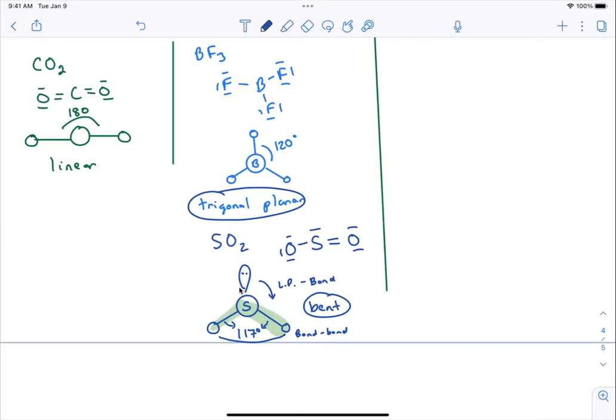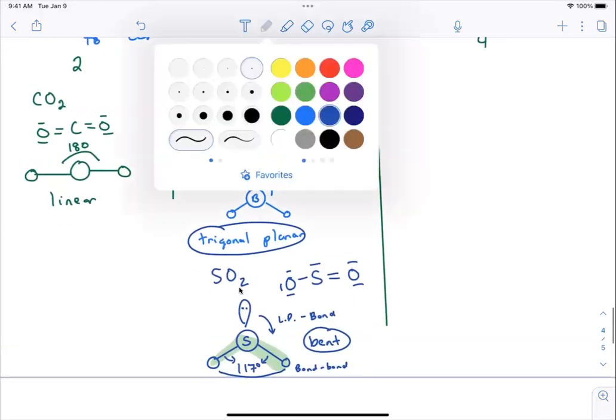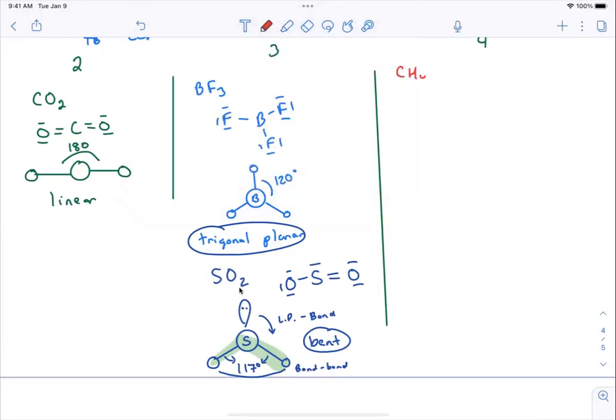Okay. Let's go to 4. Let's say we have something like CH4. This one's a little bit trickier because once you have 4 atoms, you have to take 3 dimensions to spread them out more. So you can't have one flat plane anymore. You have to spread them out. So 90 degrees is not the answer.